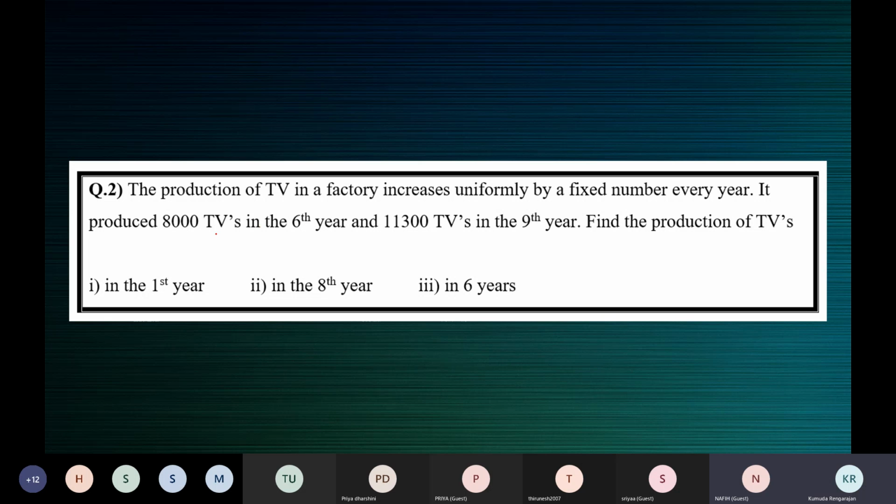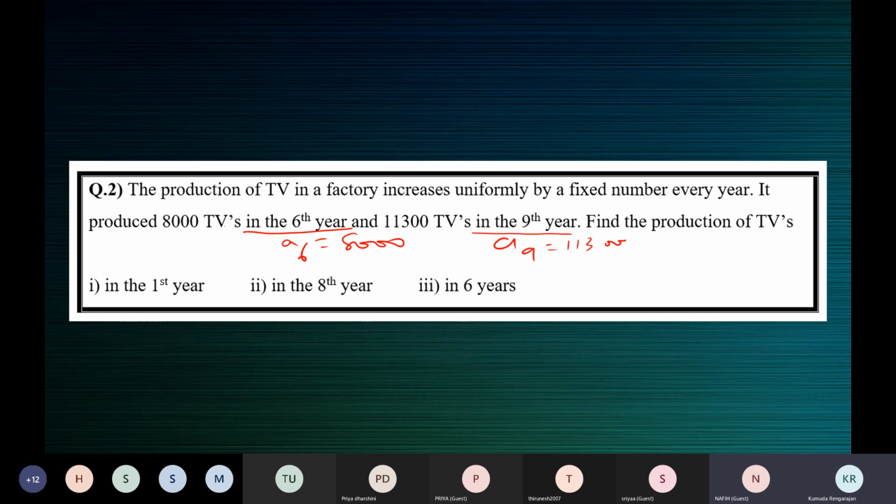So children, the production in the sixth year, that is A6, is 8,000. So that means a plus 5d is equal to 8,000. Then the production in the ninth year, not in 9 years, in the ninth year. So A9 is 11,300, which means a plus 8d is equal to 11,300.